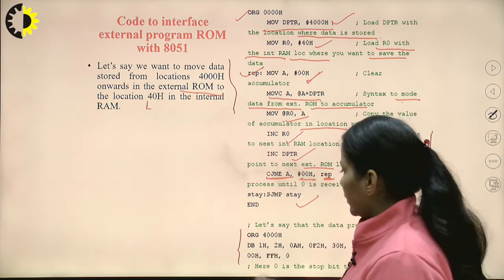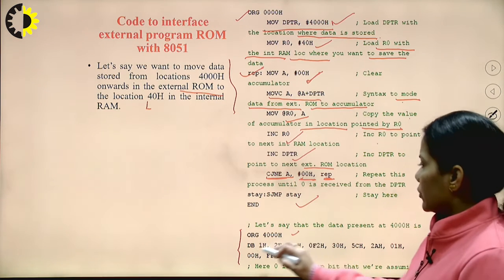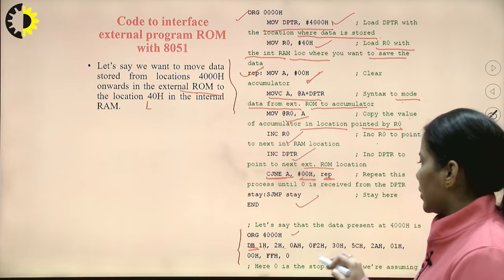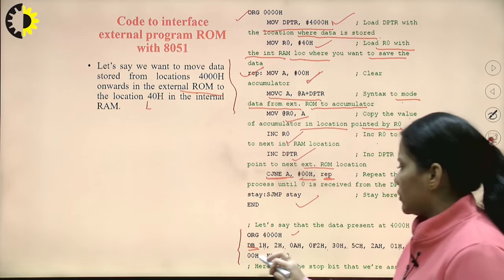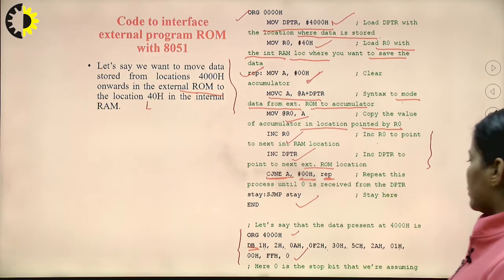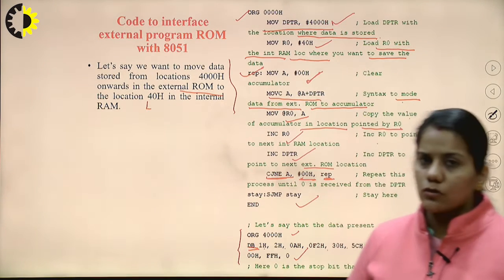And about the data present at the locations 4000H, this is the data. Using the assembler directive define byte, we have defined 1H, 2H, 0AH, 0F2H, 30H, 5CH, 2AH, 01H, 00 and FFH. So here 0 is the stop bit that we are assuming. So in this way, the external ROM is accessed.